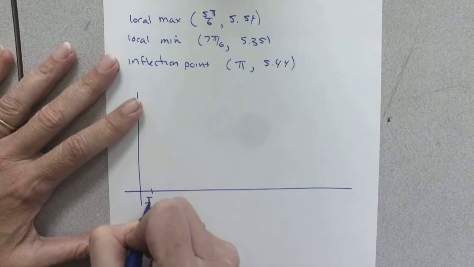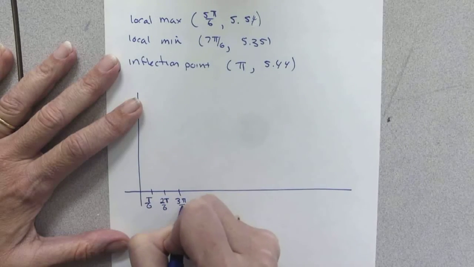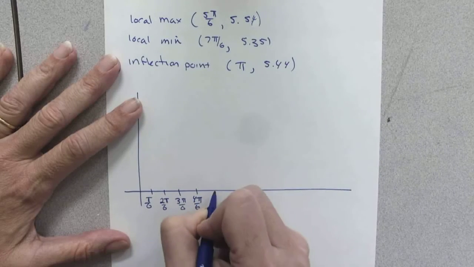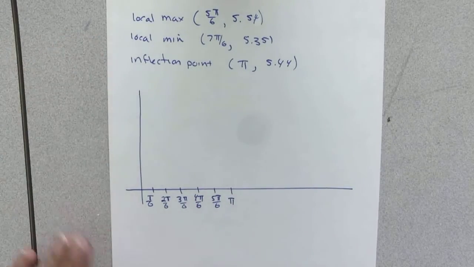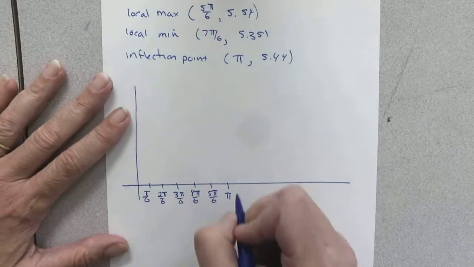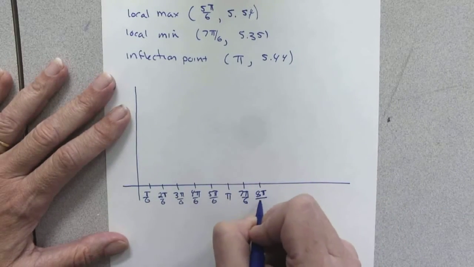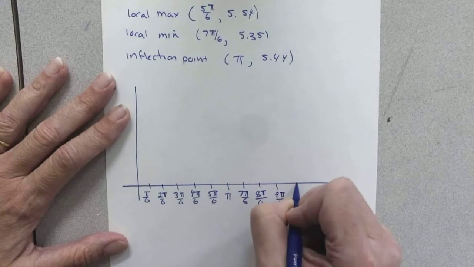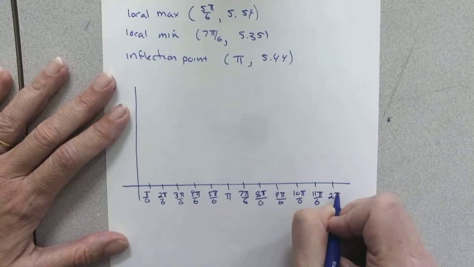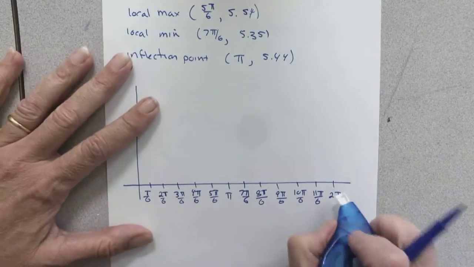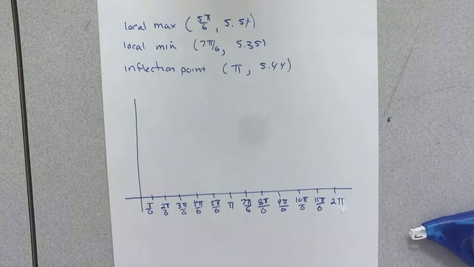So there's pi over 6, 2 pi over 6, 3 pi over 6, 4 pi over 6, 5 pi over 6, and then it would be 6 pi over 6, but that's pi. Then 7 pi over 6, and I keep doing it, 8 pi over 6, 9 pi over 6, 10 pi over 6, 11 pi over 6, and then 12 pi over 6, which is 2 pi. I counted by pi over 6 because that works so well with my x coordinates.